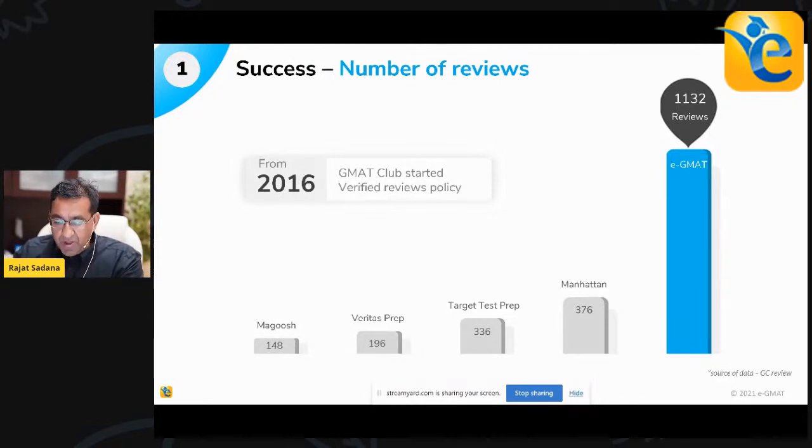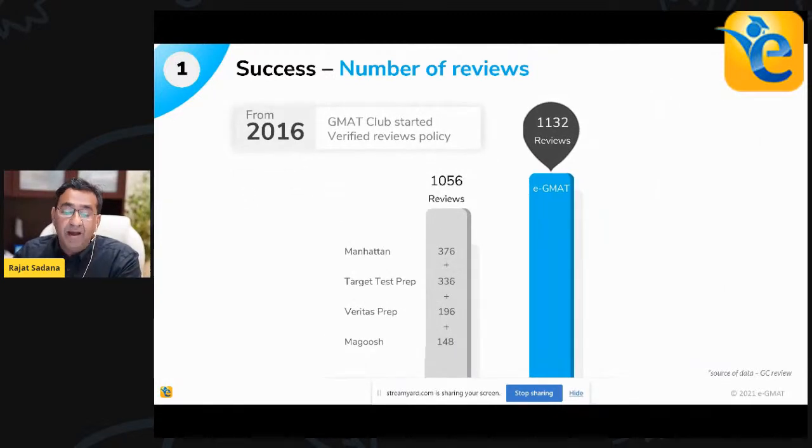And when you compare us to the next four partners that are there, and you can see their respective names, and the trademarks do belong to these companies, you find that we've had more reviews than these companies. In fact, even when you combine all of those from 2016, more reviews than all of them combined or so.